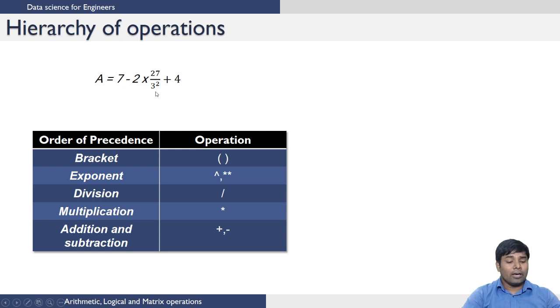If you want to understand the order of precedence, first we don't have any brackets in here. The next one is exponent. First, this part, 3 square, will be evaluated, that is 9. And the next operation is division. 27 by 9 will give you 3. 3 times 2 is 6, because the next operation is multiplication. So once you have 6 here, what is the next operation? Addition. Then minus 6, because you have minus 1 here. 7 plus 4 is 11, minus 6, which gives you the value of A as 5.